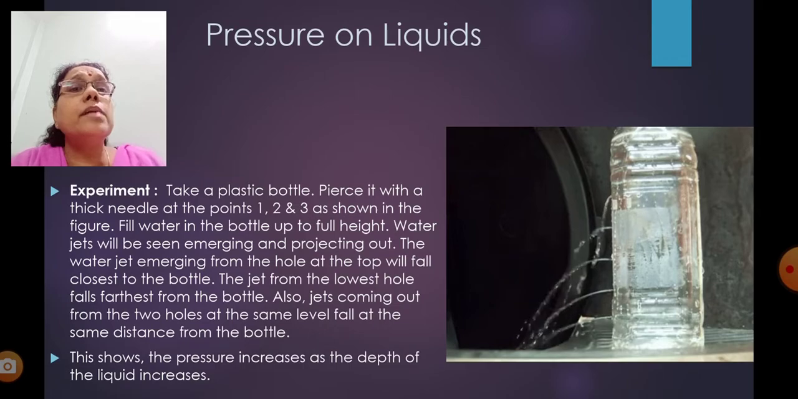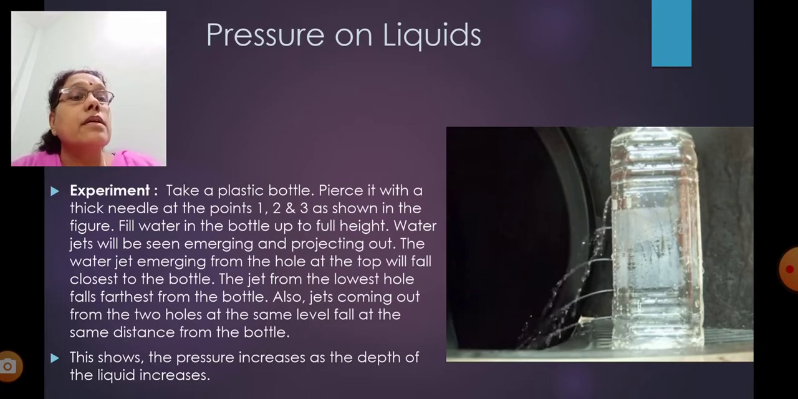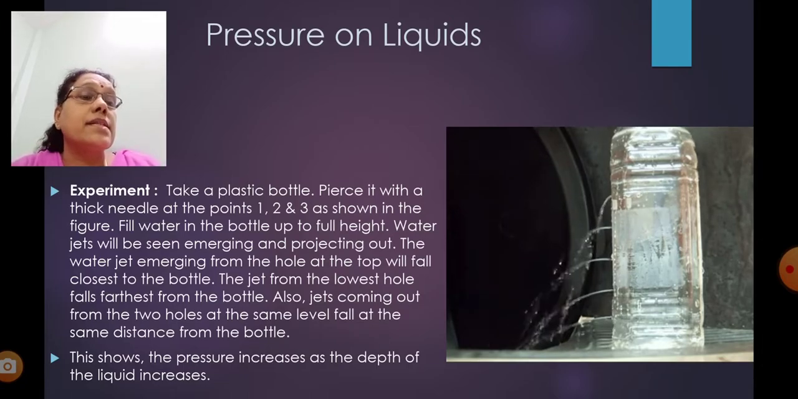The water jet emerging from the hole at the top will fall closest to the bottle. The jet from the lowest hole falls furthest from the bottle. Also, jets coming out from the two holes at the same level fall at the same distance from the bottle. You can see the difference.